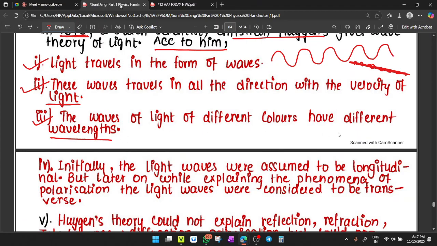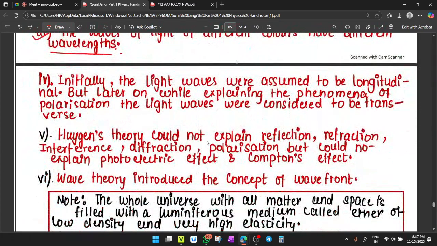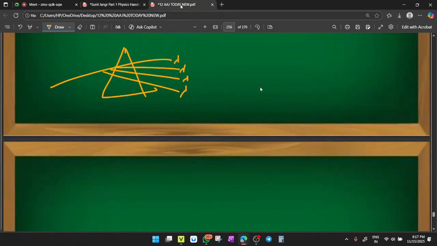The waves of light having different colors have different wavelengths. Initially, the light waves were assumed to be longitudinal, but later, while explaining the phenomenon of polarization, the light wave was considered to be transverse. Yes, initially the light wave was considered as longitudinal. Yes, what are longitudinal waves?